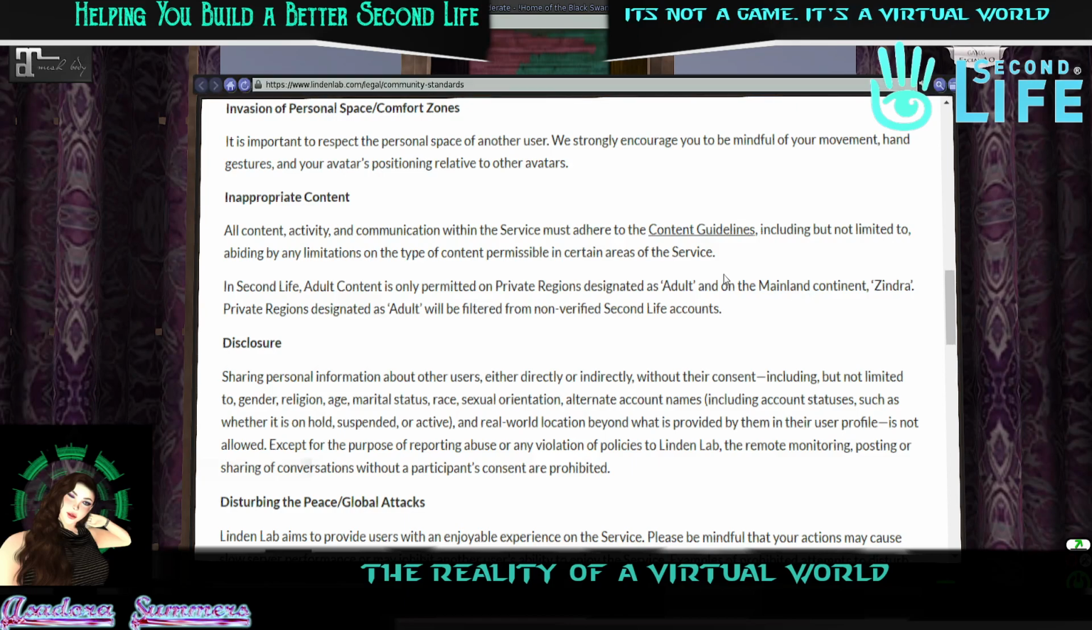When it comes to private regions, well, yep, that's their own business. If you're paying that much for a region, then, well, you could do what you like, but you've got to follow the rules too, so there's like a balance. Moving on.